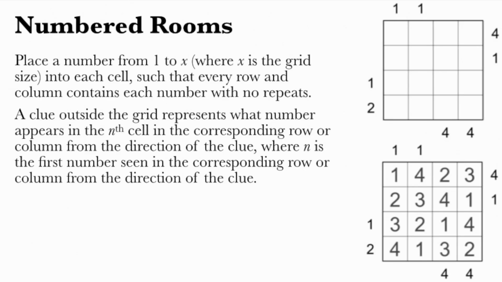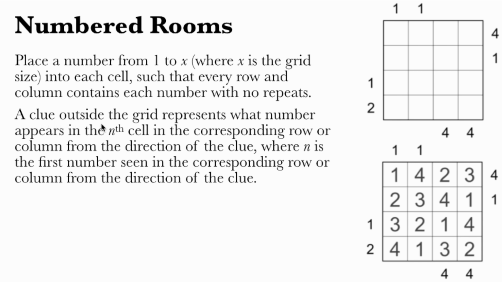Numbered rooms is a Latin square puzzle. That is a way of saying this first constraint that is in the rules. Place a number from 1 to x, where x is the grid size, into each cell, such that every row and column contains each number with no repeats. That's the same constraint we see at the beginning of a Sudoku rule set, with the exception that there are no special regions in the grid. As you can see in this example, the grid size is 4, so we have the numbers 1 through 4 in every row and column.